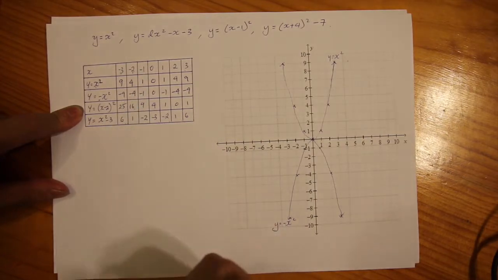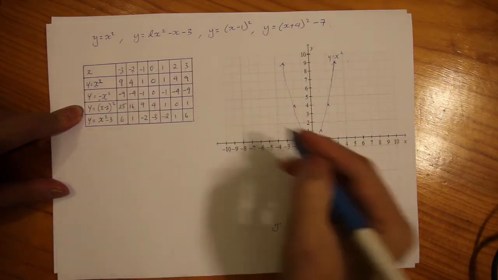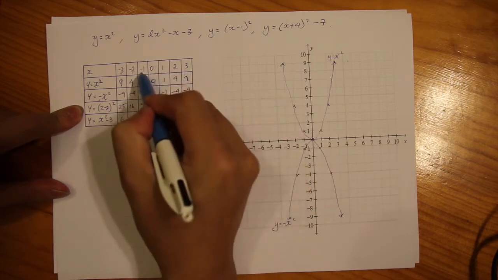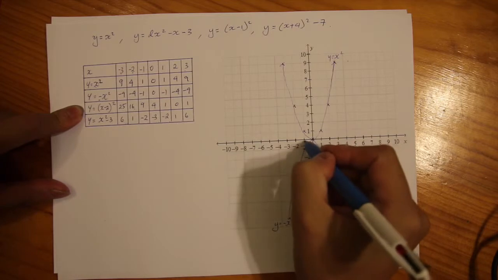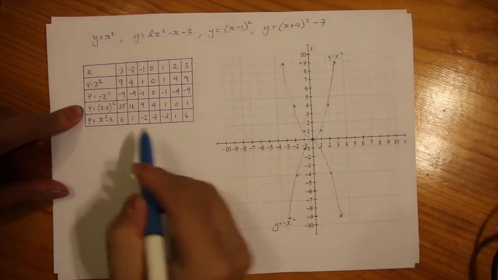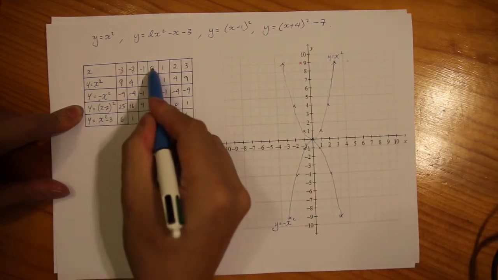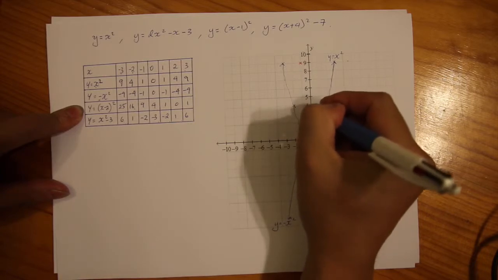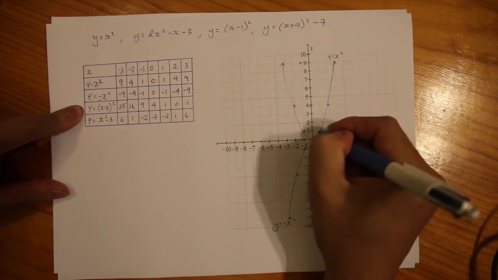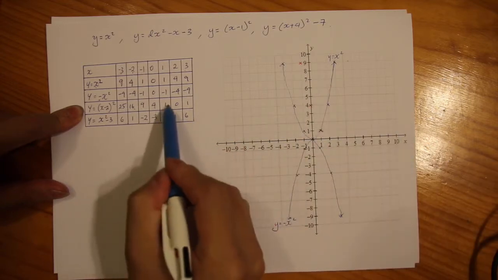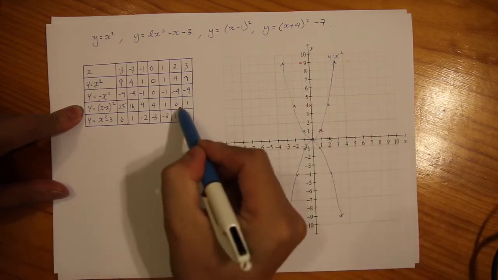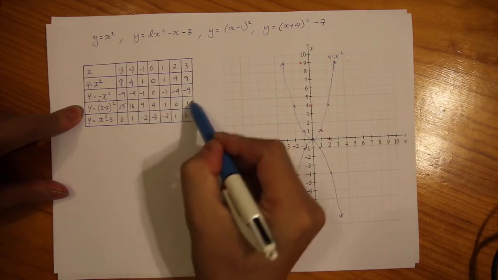Then when x is minus 1, y equals 9. So minus 1 and 9. Moving along, when x is 0, y is 4. And then when x is 1, y is 1, over here. And then it goes 2 to 0, and then it starts making its way back up again.